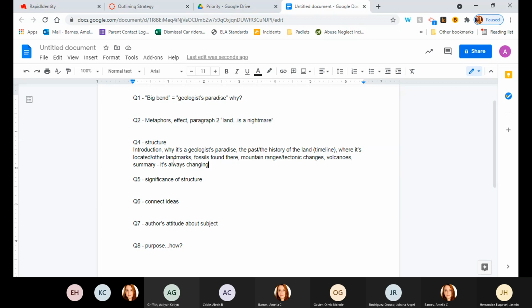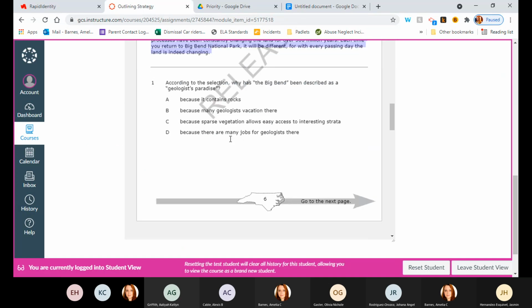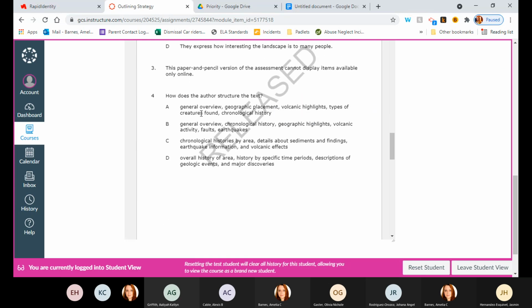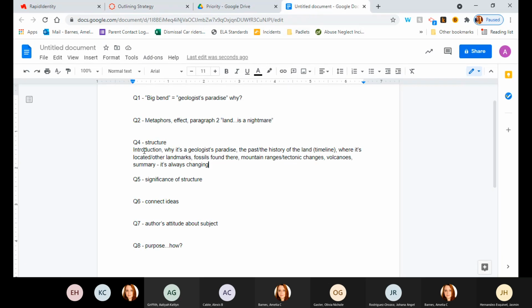All right, so structure, we've summarized that structure. Let's now look at question 4 about structure. How does the author structure the text? So we want to compare the list of structures to what we have noted as we read. So we can start by looking at what the first thing is in the list. A and B both start with general overview. C starts with chronological history by area, and D starts with the overall history of area. So which ones do we want to eliminate? Which ones don't match up with these first two things?